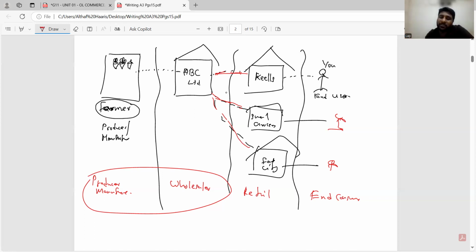So this is the complete process. Remember it. If you like, take a screenshot.